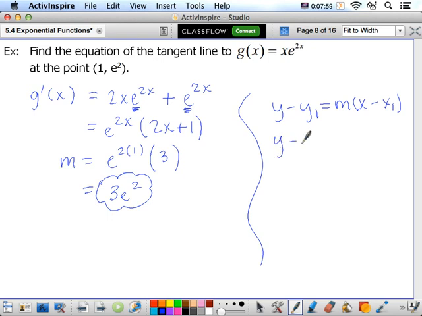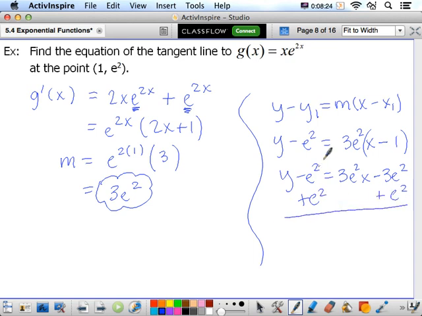So we have y minus e squared equals m times x minus 1. So it looks like y minus e squared equals 3e squared times x, minus 3e squared. And if we add e squared to both sides, what do we get? 3e squared times x minus what? 2e squared. That's perfect. And that's the equation of your tangent line. And that's pretty much all you need to know for differentiating exponential functions.